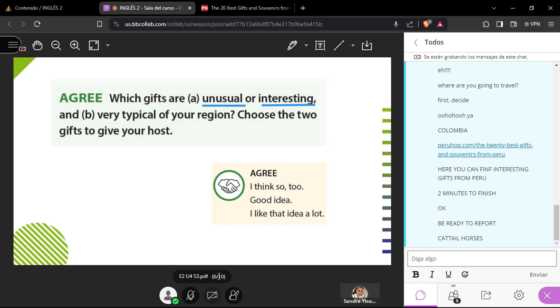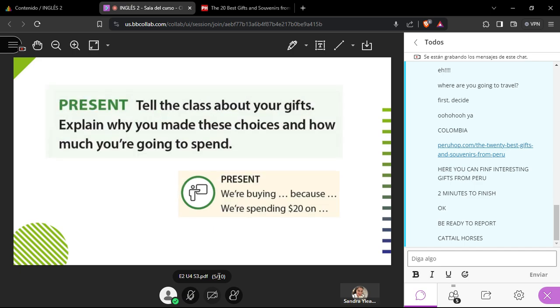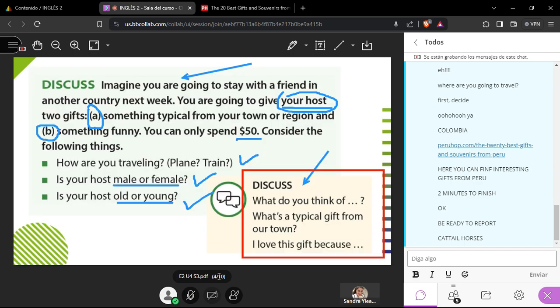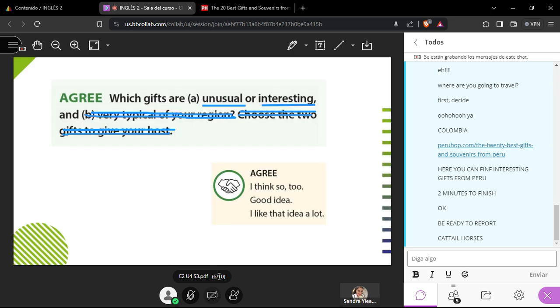That's right. Okay. Well, we are going to change the activity. We are not going to talk about any host in particular. But I would like you to tell me which gifts are unusual. Typical, we have already talked about typical gifts, no? In the previous activity, you already talked about typical gifts from your city or your region. But here, let's talk about unusual or interesting gifts.